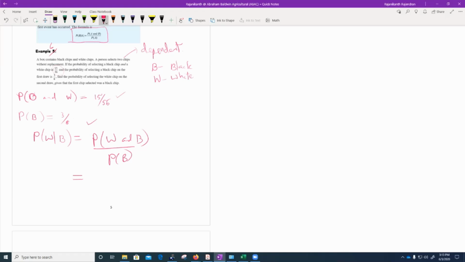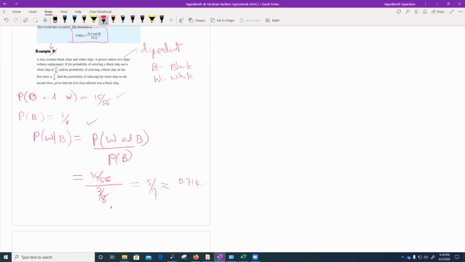So the probability of B and W is the same as the probability of W and B. So that is going to be 15 over 56, my numerator. Divided by the denominator, the probability P of B, which is 3 over 8. Simply plugging the correct fractions in the proper places will give you a straightforward answer. Now, if you simplify, you should get 5 over 7, that is 0.714.